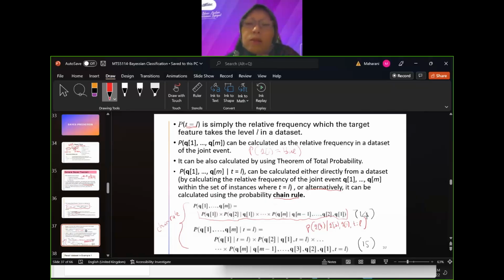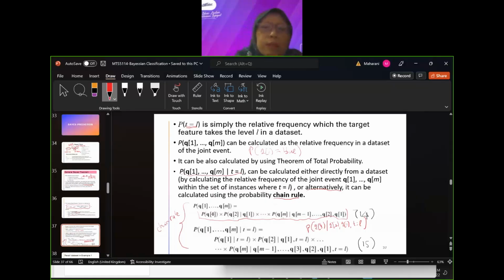Okay, so the last one, because the features go until M, then we have this one. Multiply with P(QM | QM-1 ... Q1, T = L). It means the probability of feature M with the condition of the other features plus the condition of T. So that's how to compute this.